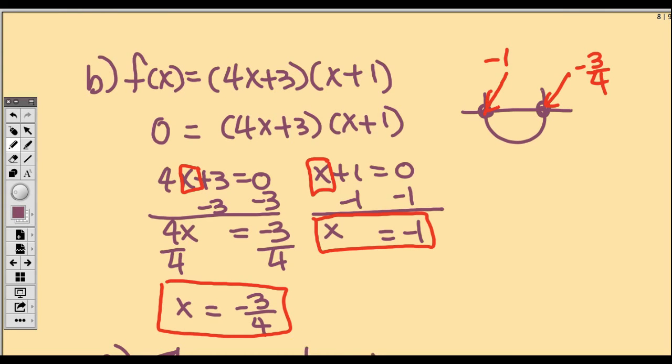Now if you only had one answer, that means that the parabola is touching the x-axis at only 1 point. So your answer would be there is only one x-intercept. Now sometimes you don't have any solution. You would have like a square root with a negative number inside the square root. That means that the parabola is not touching the x-intercept at all. And then you would have to say that there is no x-intercept, okay?